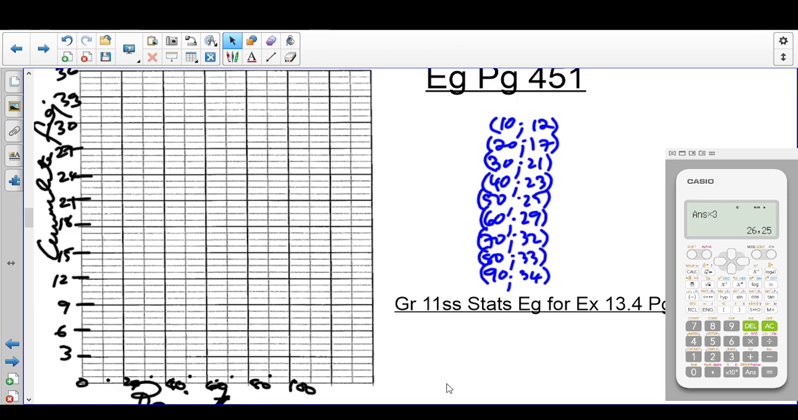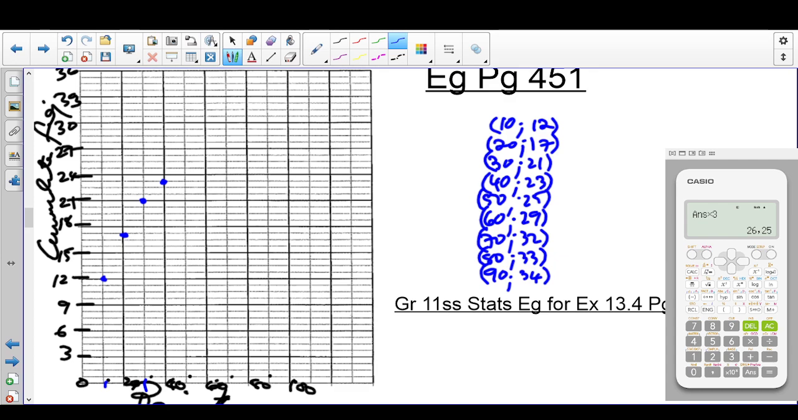So, let's plot. We got 10 and 12. So remember 10 is in the middle. 10 and 12. And then we got 20 and 17. 15, 16, 17, which is approximately there. Then we have 30 and 21. Again, it's in the middle. 30 and 21. And then 40 and 23. 40 and 23, just less than 24.